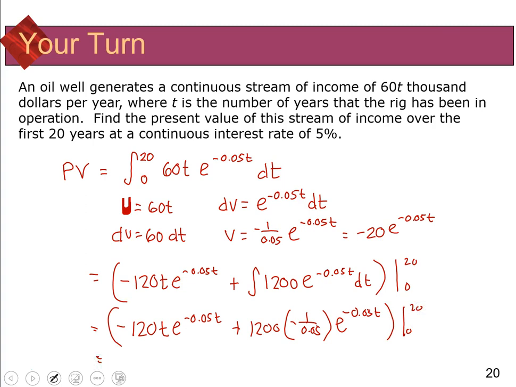So what I have here essentially is negative... Trying to see here. I did make some mistake. That should have been 1200 and 1200 here. Negative 1200 t e to the negative 0.05 t minus 24,000 e to the negative 0.05 t evaluated from 0 to 20.